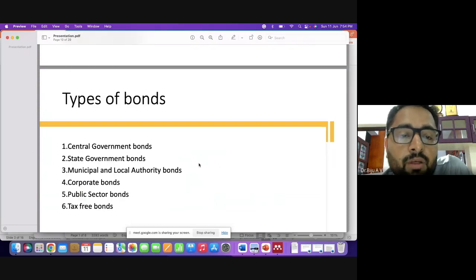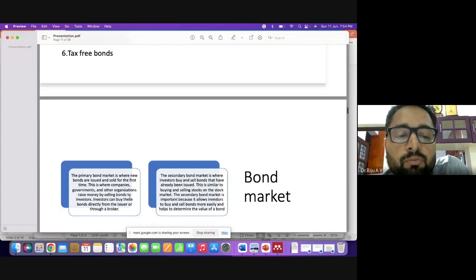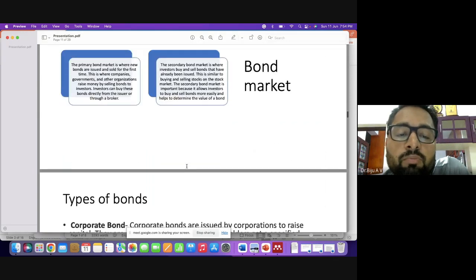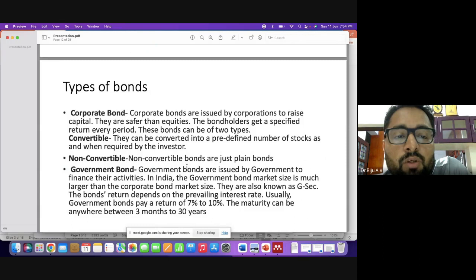And we have different types of bonds: central government bonds, state government bonds, municipal and local authority bonds, corporate bonds, public sector bonds, and tax-free bonds. Just look over all these different types of bonds. And we have the primary bond market and the secondary bond market. Primary bond market means like an IPO in shares: the companies issue bonds first-hand to the bond holders. The secondary market is like the stock market, in which we can buy and sell bonds. These are different types of bonds in detail: corporate bonds, convertible bonds, non-convertible bonds, government bonds.